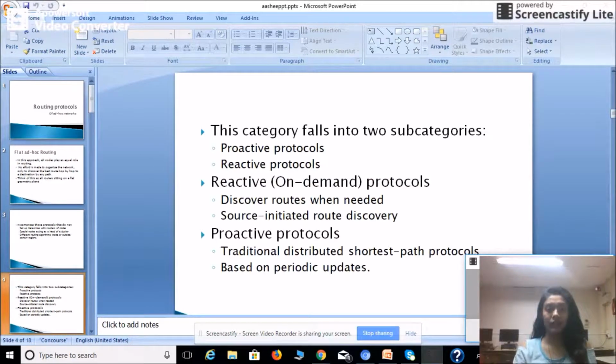This flat ad hoc routing again falls into two subcategories. First is proactive protocols, second is reactive protocols. Reactive protocols are also known as on-demand protocols. These protocols discover routes when needed, with source-initiated route discovery. And the second one is proactive protocols, the traditional distributed shortest path protocols, which are based on periodic updates.